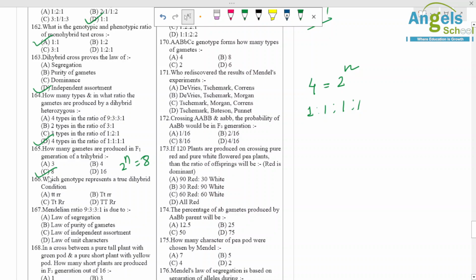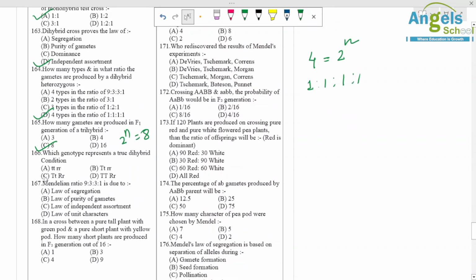Okay, question number 166. Which genotype represents the true dihybrid condition? So the heterozygous condition represents two dihybrid conditions. Option C is correct in this case. Mendel ratio 9:3:3:1 is due to the law of independent assortment, of course.